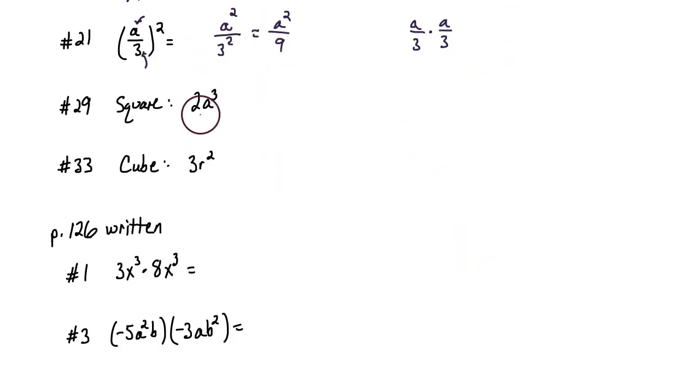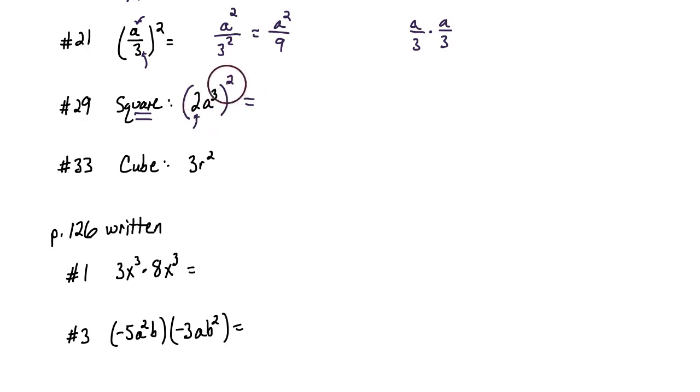Number 29, we are given the monomial 2a cubed and we're asked to square it. So we want to group it in parentheses and then square it. What formation does this match to on page 123? This is a combination of the second one and the third one.